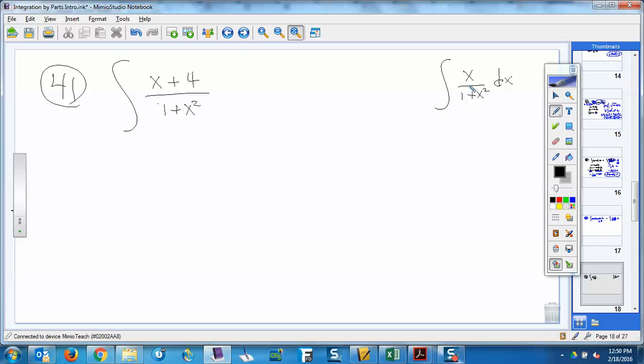All right, well, now we got the problem in 41 where we've got both those things. We got a 4 and we got an x. What can we do there? Any ideas?